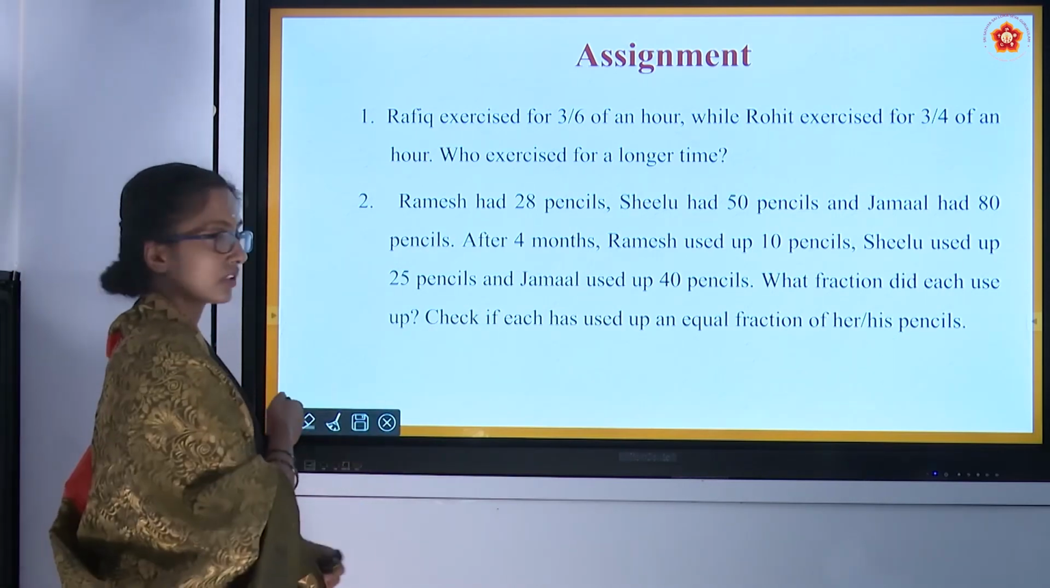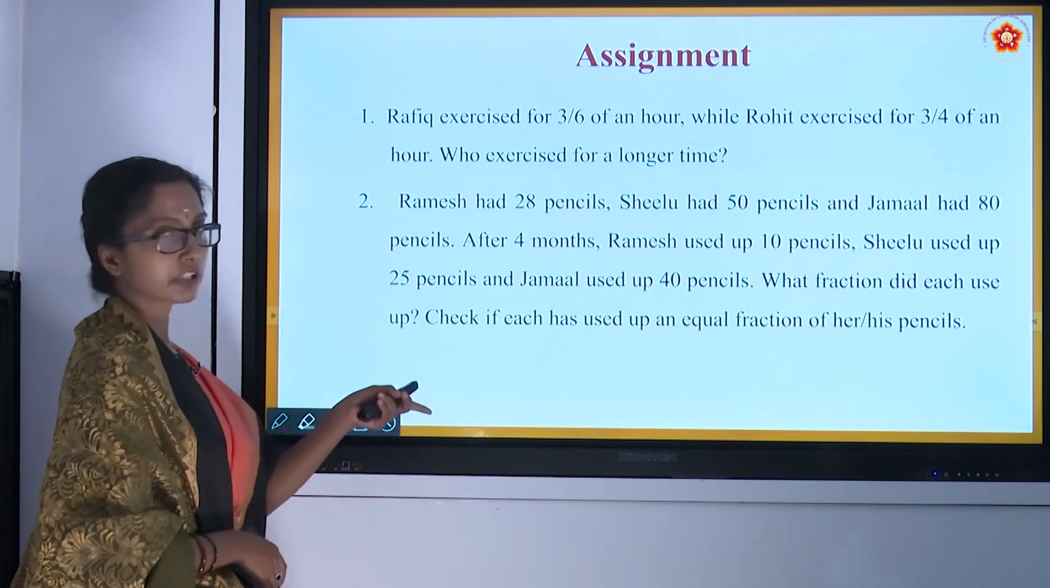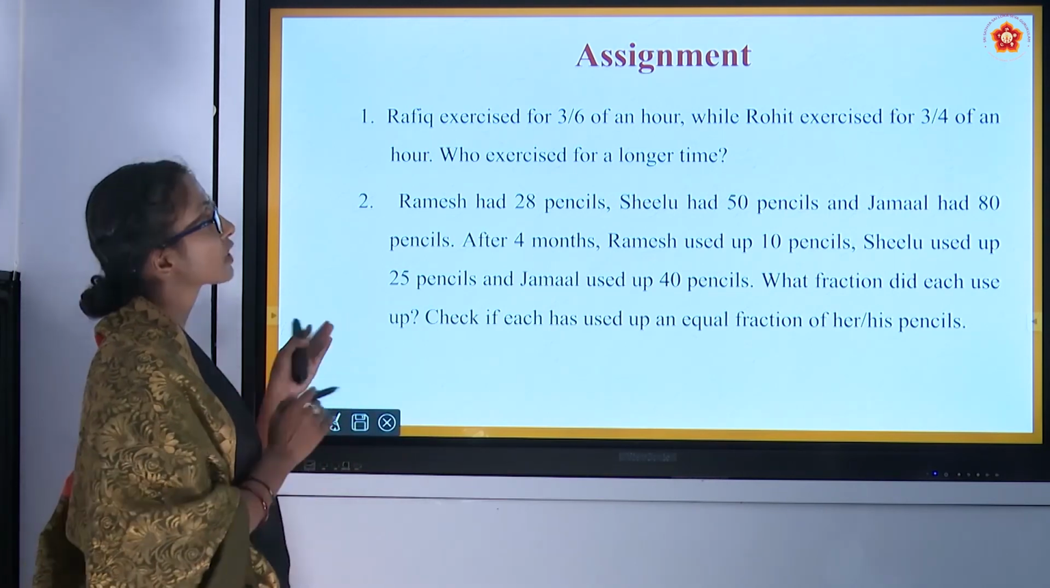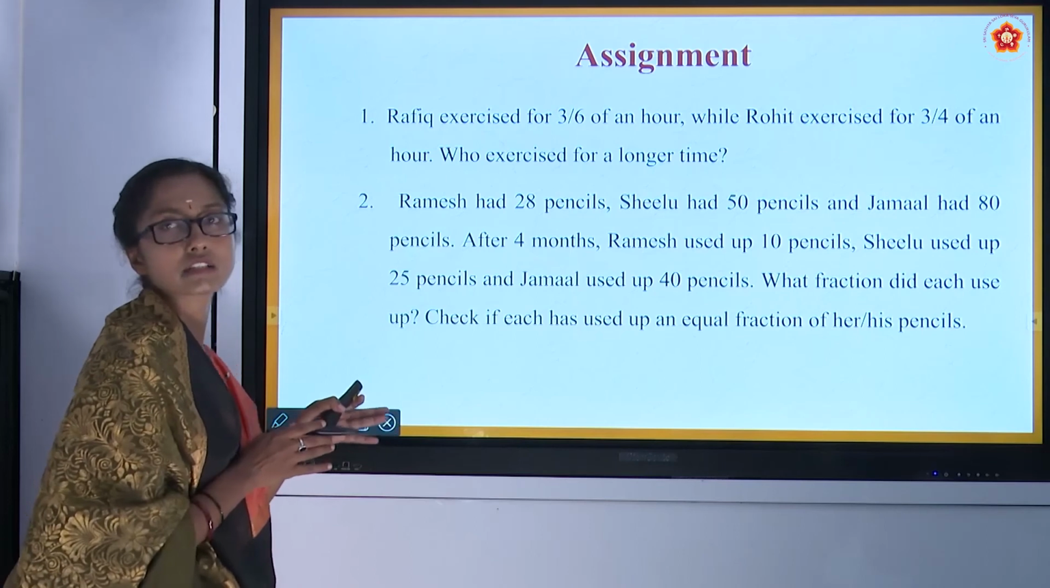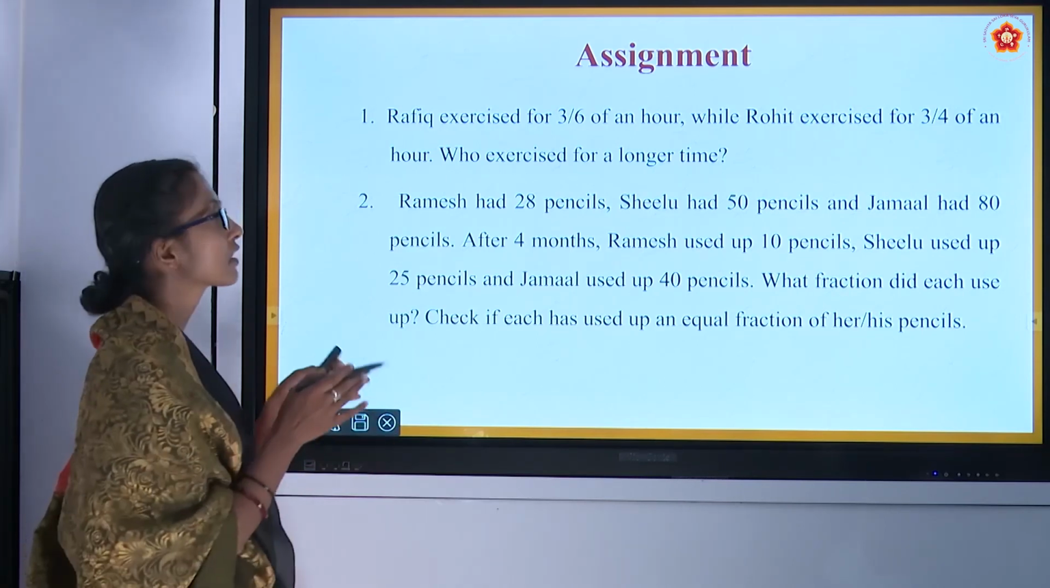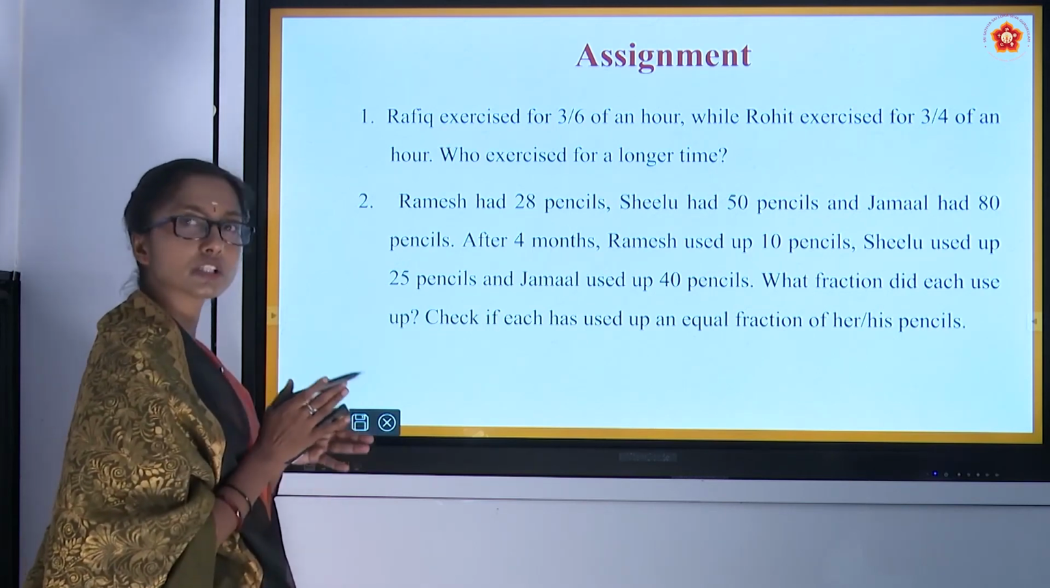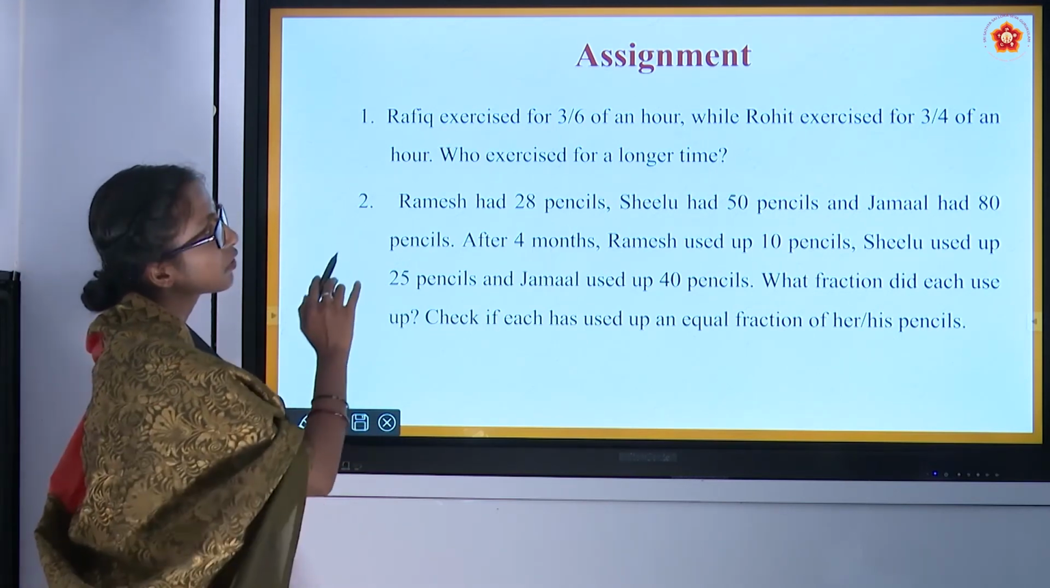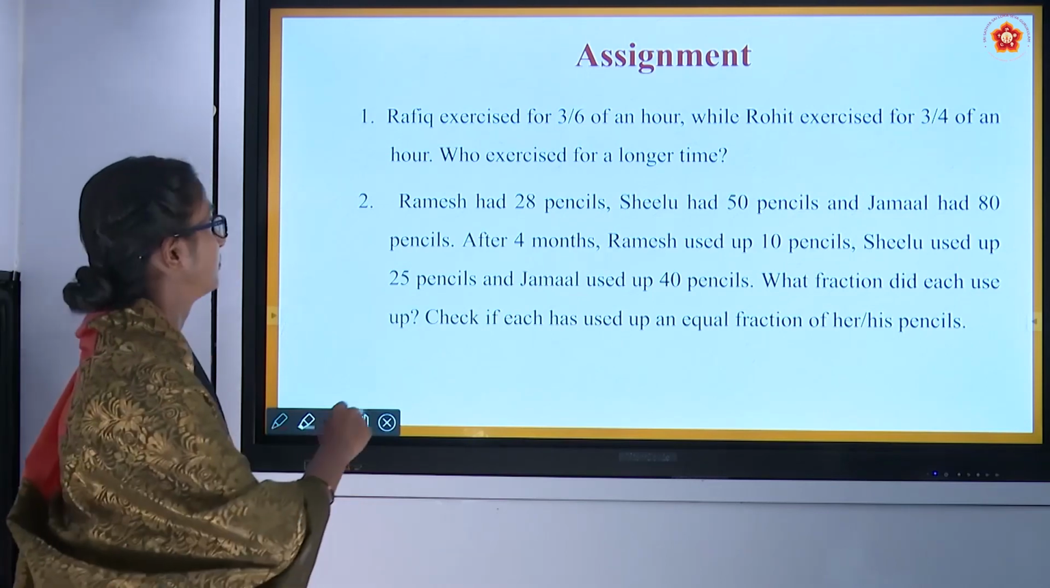It came just before the assignment. I just showed how to compare the fractions, right? We'll take LCM if they come in the same table, or else if they don't come in the same table, then we'll go for multiplying, right?